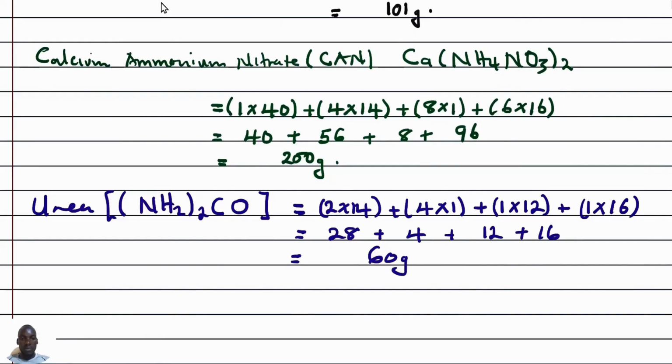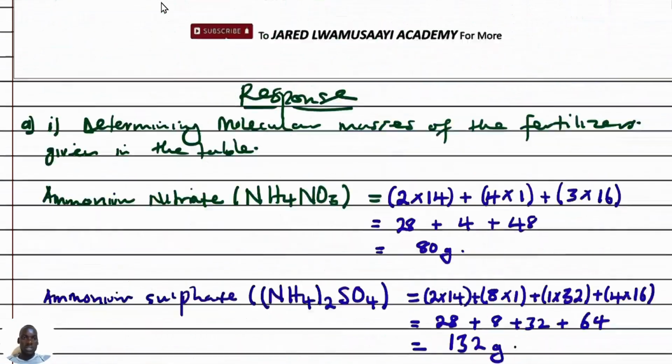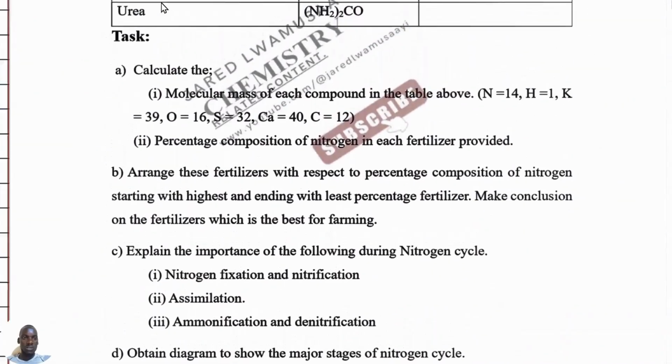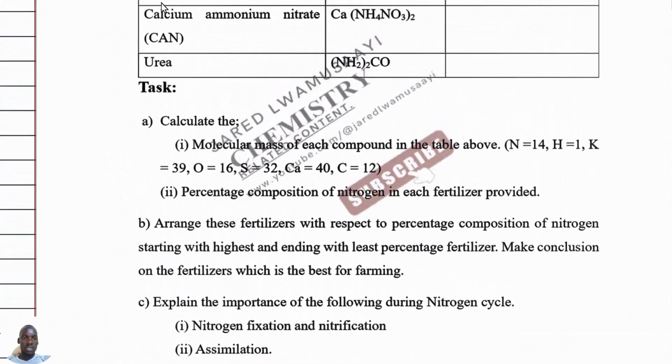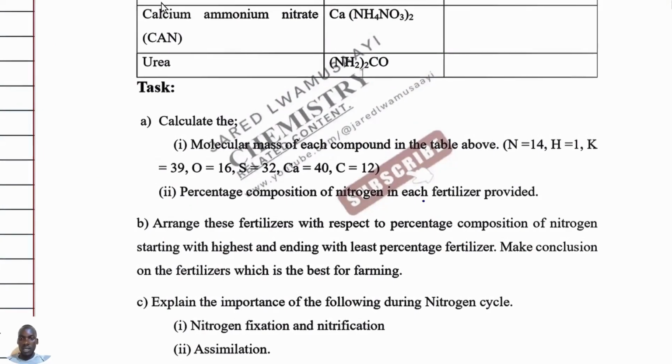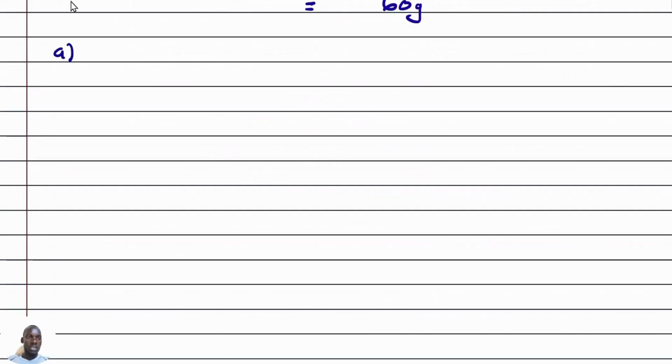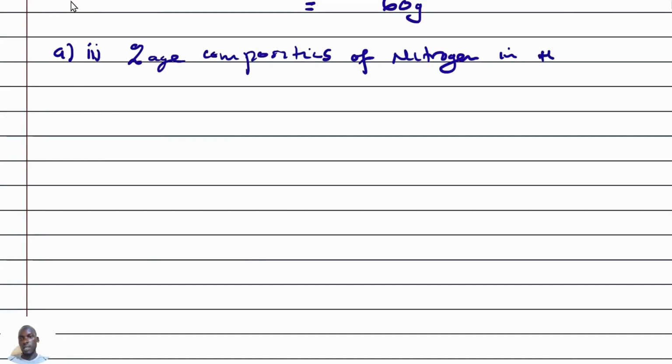So therefore I've come up with the molecular masses of these compounds or fertilizers. Then you can now proceed to Roman numeral 2 of our part A, which requires us to calculate the percentage composition of nitrogen in each fertilizer provided. In part A Roman numeral 2, we are to calculate the percentage composition of nitrogen in the fertilizers.